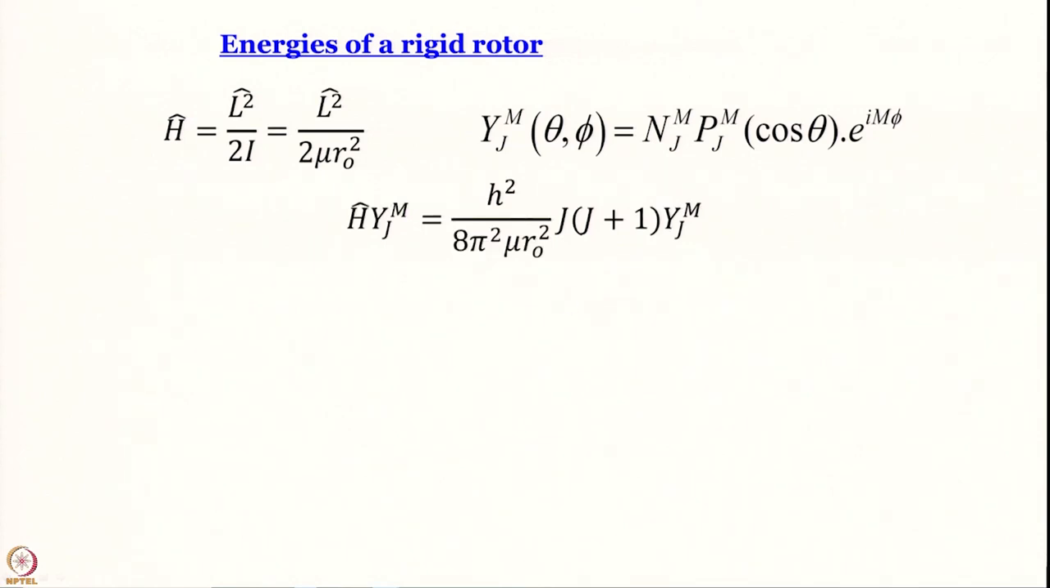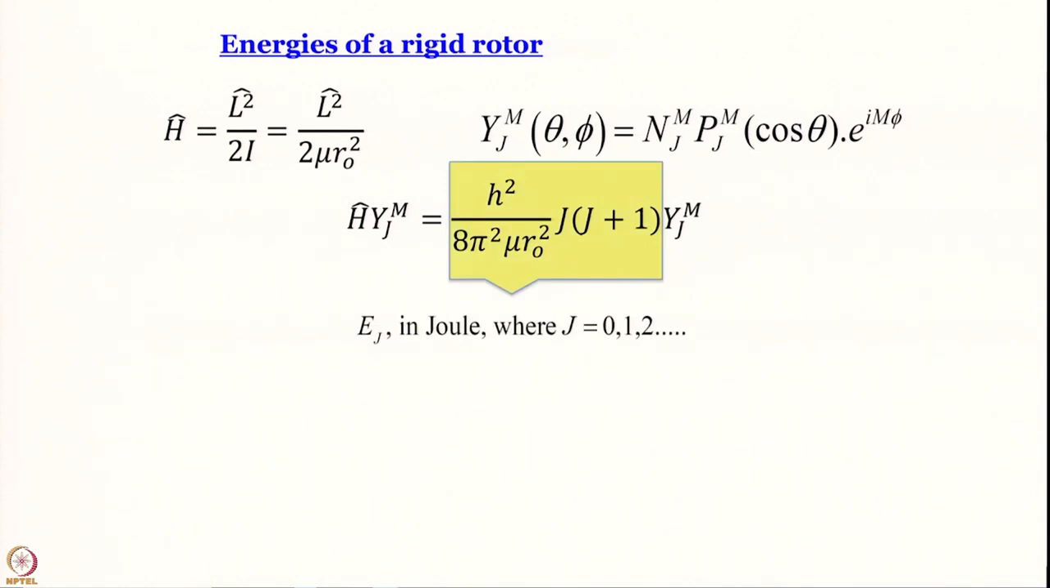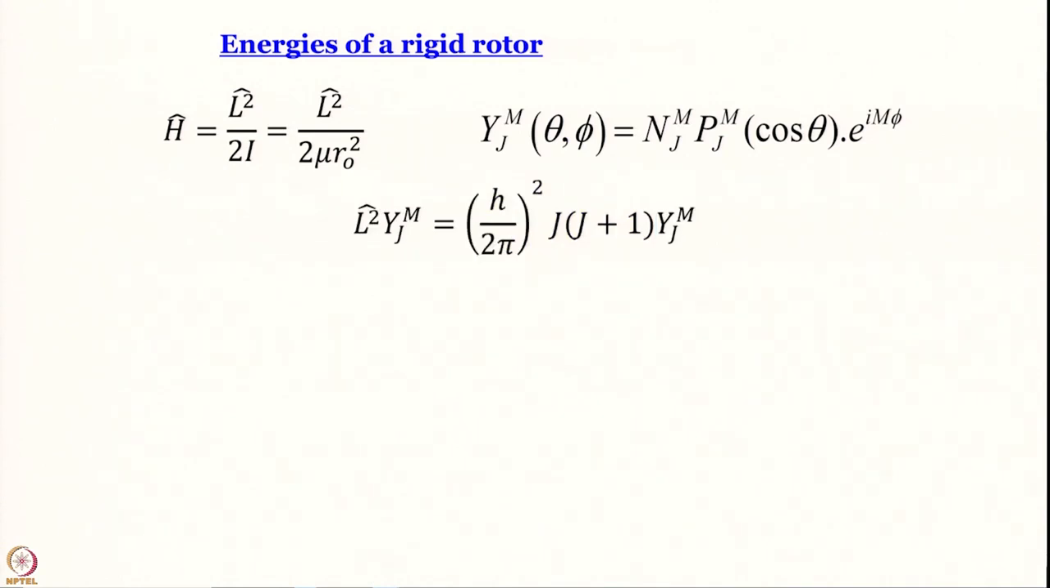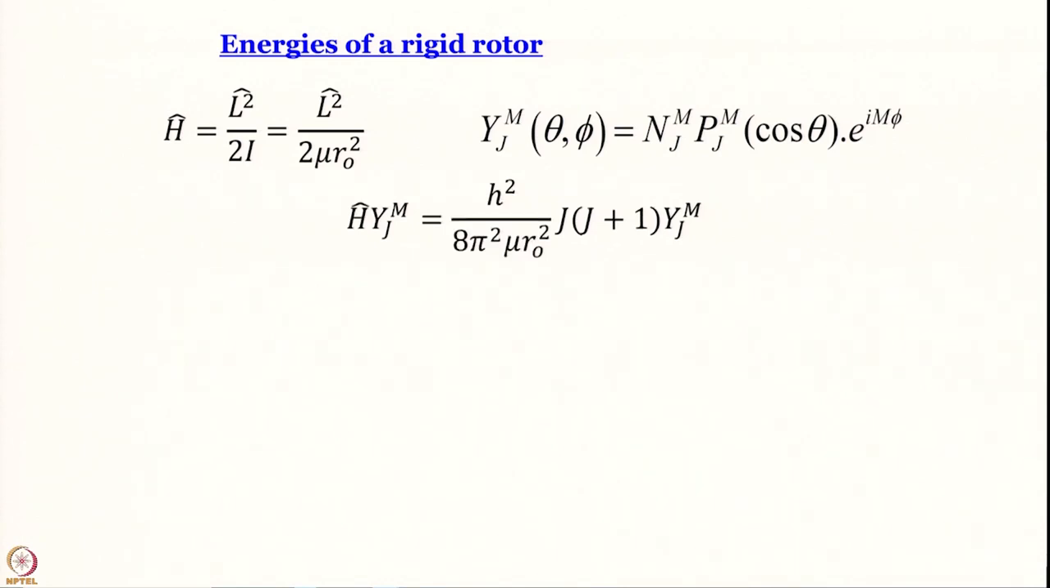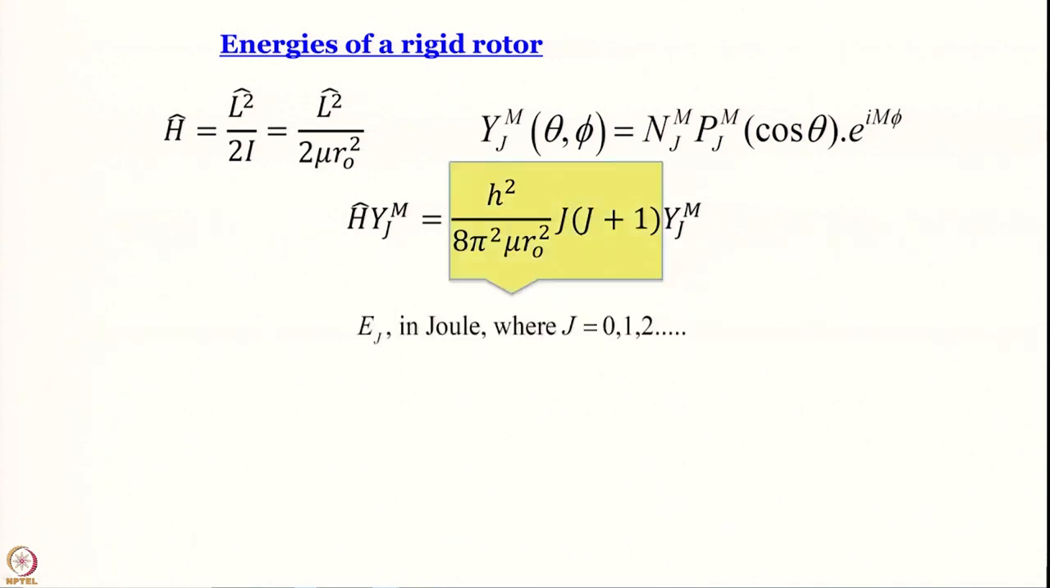Now, I simply divide by your 2I. Let's go back on that a little bit. This is L square. From there we go to the Hamiltonian, and to get to the Hamiltonian, I have simply divided by what we had in the denominator, 2 mu r0 square. So that gives us h square by 8 pi square mu r0 square, a constant, multiplied by J into J plus 1 multiplied by the wave function. That is a Schrodinger equation. This is the eigenvalue of energy in joule, where J is equal to 0, 1, 2, 3, and so forth, as I had said.